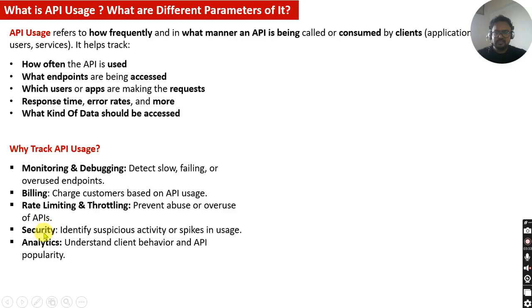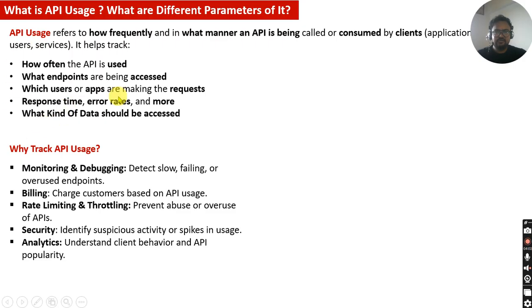Okay, security: identify suspicious activity or spikes in usage. If you keep track of your API usage, then you can easily identify security-related bottlenecks in your API. Then analytics: understand the client behavior, which APIs they frequently hit, and what kind of data they are frequently fetching from the server. Those kinds of analytics you can do, and you can present the report to management. So that's why we track the API usage in API testing.